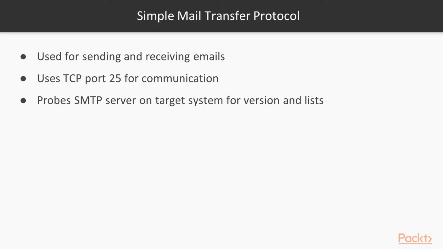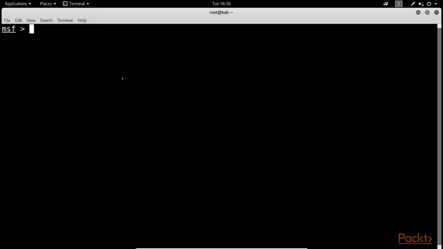Now we will look at Simple Mail Transfer Protocol. SMTP is used for sending and receiving emails. SMTP uses TCP port 25 for communication. This auxiliary module probes the SMTP server on the target system for version and lists users configured to use the SMTP service. To use this auxiliary module, type auxiliary/scanner/smtp/smtp_enum.